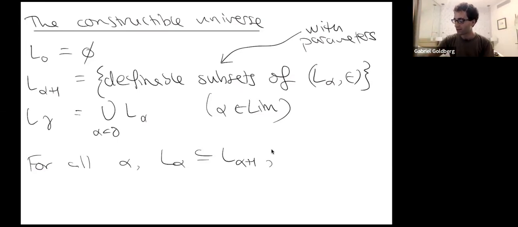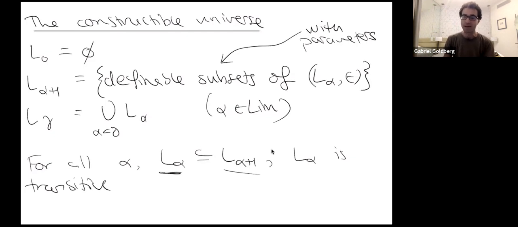They're all transitive. The way you prove that L alpha plus 1 is transitive is to notice that it contains L alpha, which is transitive by induction, and then it's just adding in a bunch of subsets of that. So that gives you the transitivity of L alpha plus 1. It's a good exercise to do this. The surprising thing here is that if you define L, the constructible universe, to be the union over all ordinals alpha of the L alphas, you get a model of ZFC.